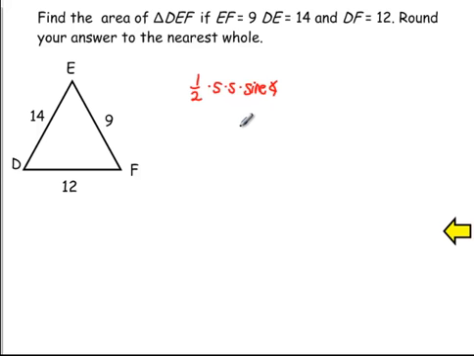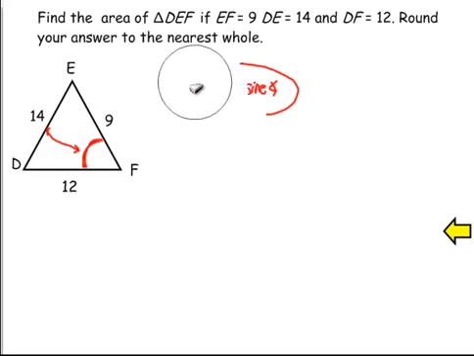Well, there's two ways I could do this. I could find the angle across from the largest side by doing my law of cosines, and then use that angle in my formula. But better yet, I'm going to show you yet another formula. It's called Heron's formula.